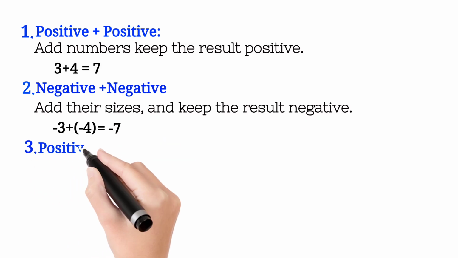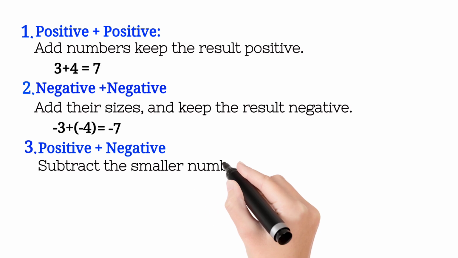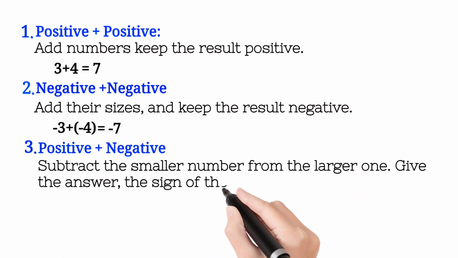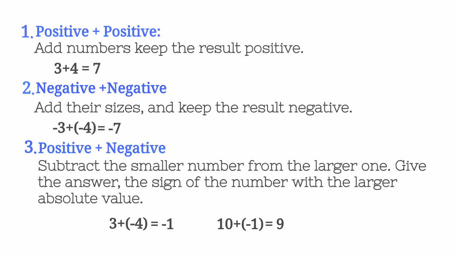Case 3, one positive and one negative. Compare their absolute values. Subtract the smaller number from the larger one. Give the answer the sign of the number with the larger absolute value. For example, 3 + -4. 4 is larger and negative. Result is -1. 10 + -1. 10 is larger and positive. Result is 9. If they are opposites, they cancel to 0. Example: 3 + -3 = 0.